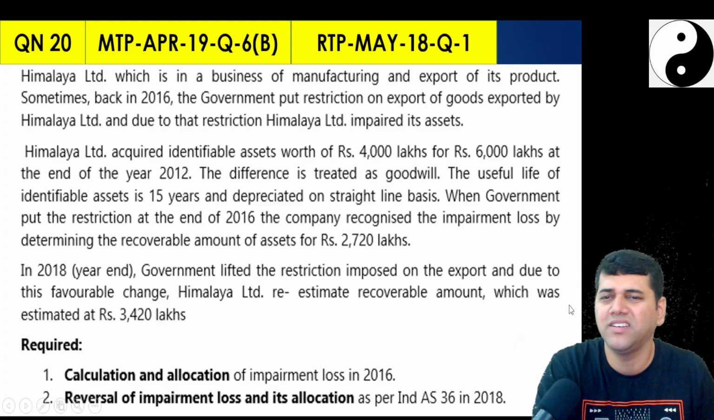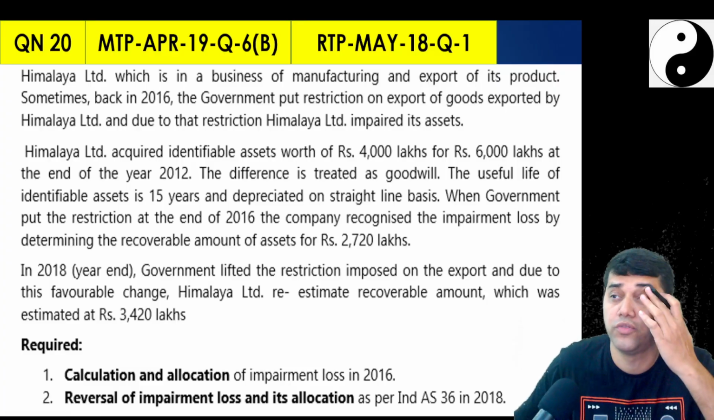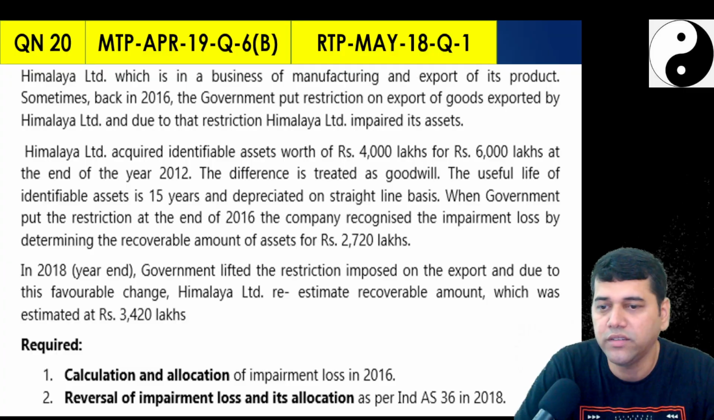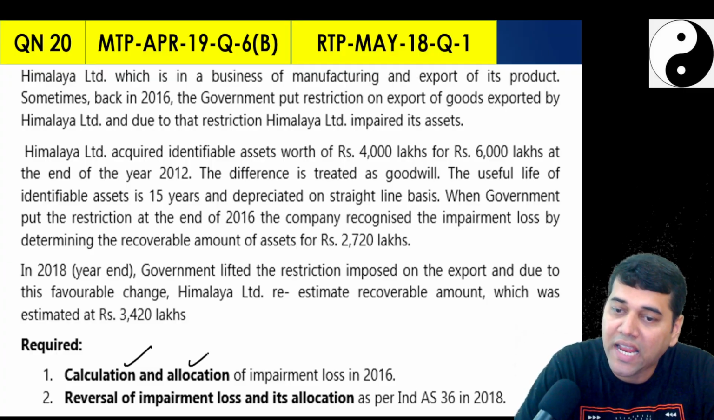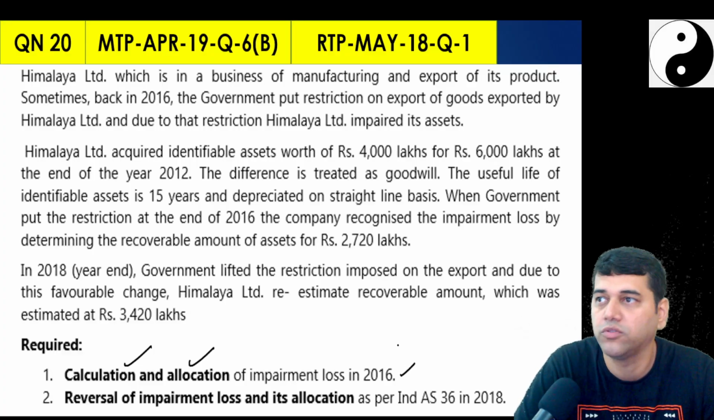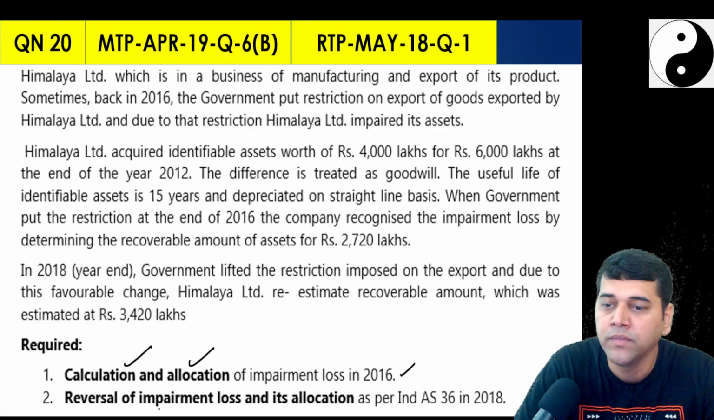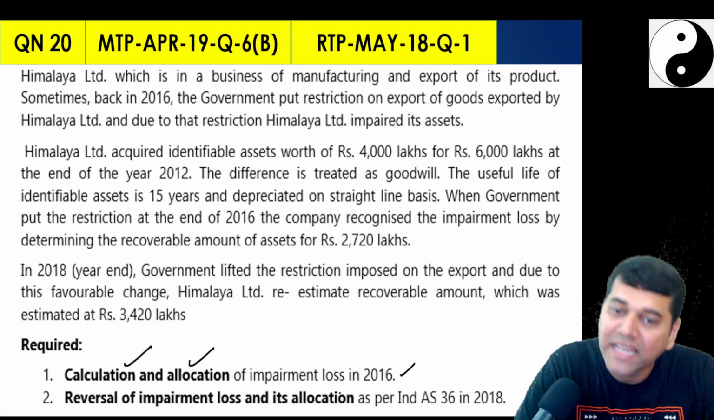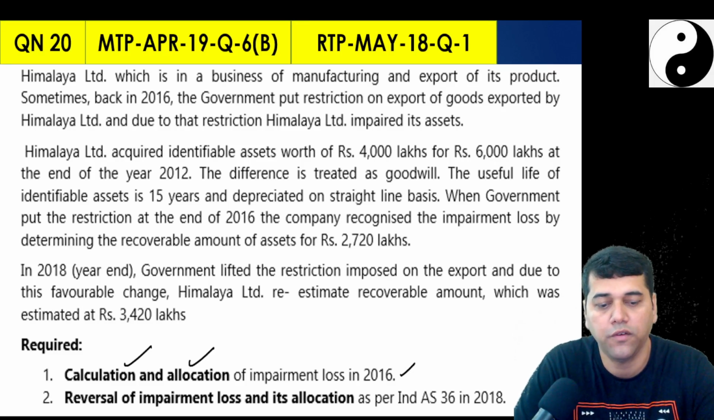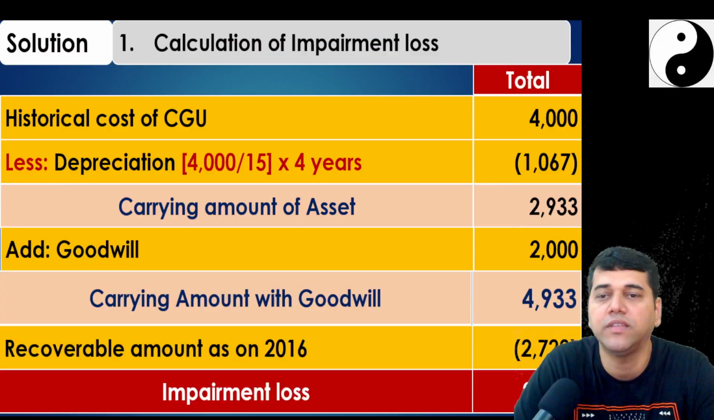Yes, so it's an easy question, right? No twist, no catch. Seems to be simple. They asked you for the calculation and allocation of the 2016 loss. So we have to allocate to the goodwill part, reversal of impairment, and again allocation with the theory here of 2018. So first you start with the calculation of the loss.